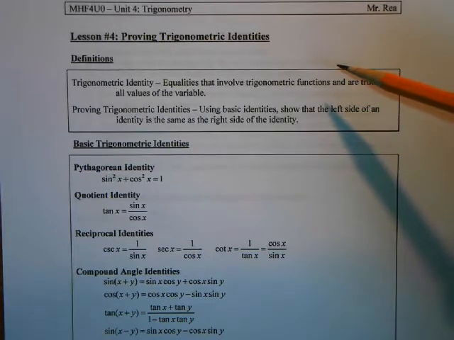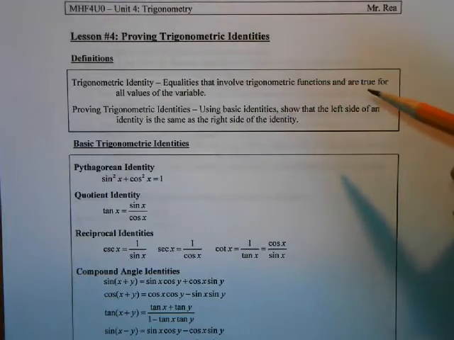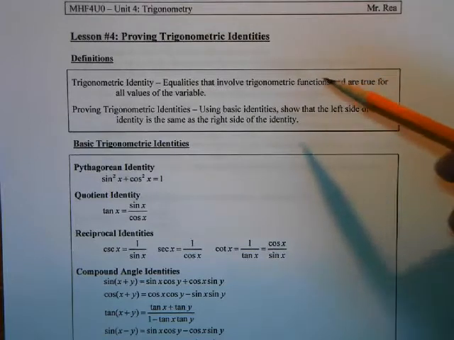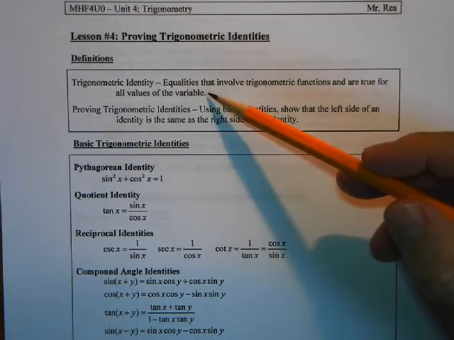But a trig identity is an equality. What equality means is it's like an equation. It's got an equal sign in between the left side and the right side. It's not an equation because we're not trying to solve it. We're trying to prove the equality, or the identity. And one of the important things that's unique about proving an identity is you want to prove it for all values of the variable.